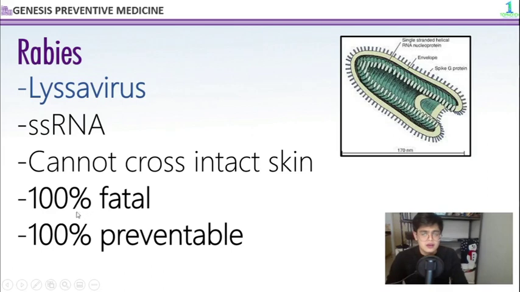So it's, again, 100% fatal. So I want you to look at this picture here on the right side. As I mentioned before, it's ssRNA, but under rhabdoviruses, one peculiar characteristic of this virus is that it is bullet-shaped. So ssRNA, envelope, spike G protein, and the characteristic bullet shape. I think it's the only virus with this characteristic bullet shape, rabies.